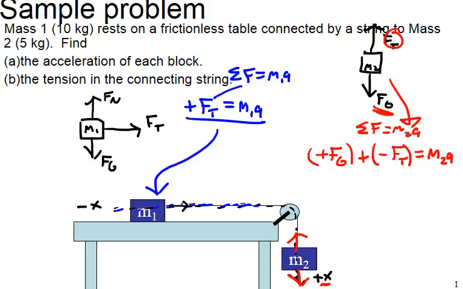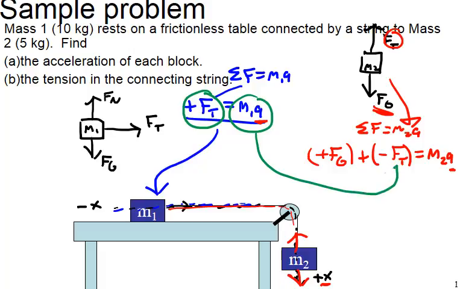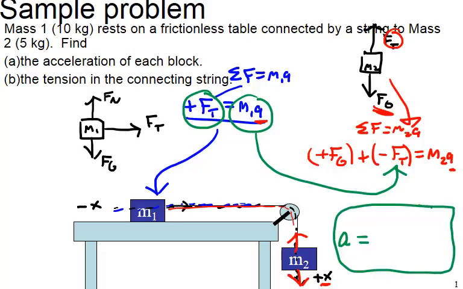Okay. Now we know that the tension force between these is the same. We also know the acceleration is the same between them. So two equations, two unknowns. We can substitute in for force of tension. We could substitute m1a in here, and then solve for the equation for acceleration. So go ahead and finish this one. Go ahead and get the equation for acceleration.